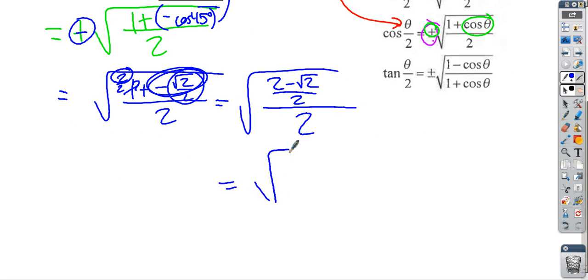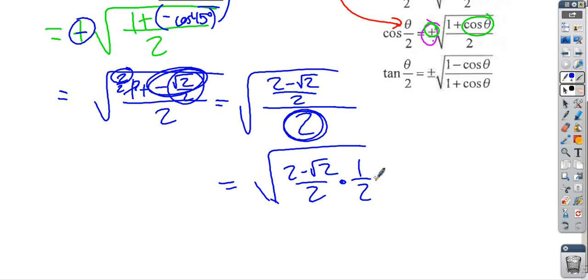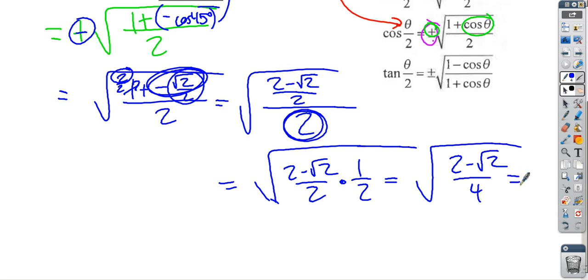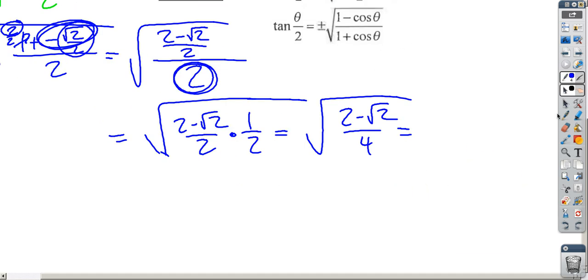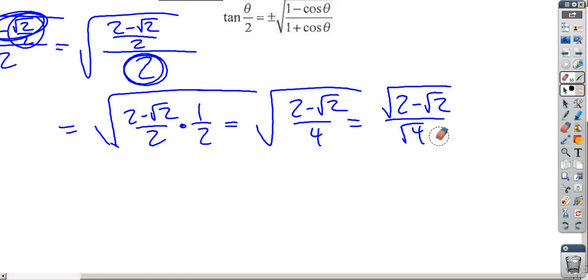So we have 2 minus radical 2 over 2, and then we're dividing by this number, which is like multiplying by its reciprocal. So this is going to simplify to 2 minus radical 2 over 4, and then we can take the radical of both the top and the bottom, and the square root of 4 is just equal to 2. So even though this final answer looks kind of messy, you have a radical under another radical, that is actually the answer.